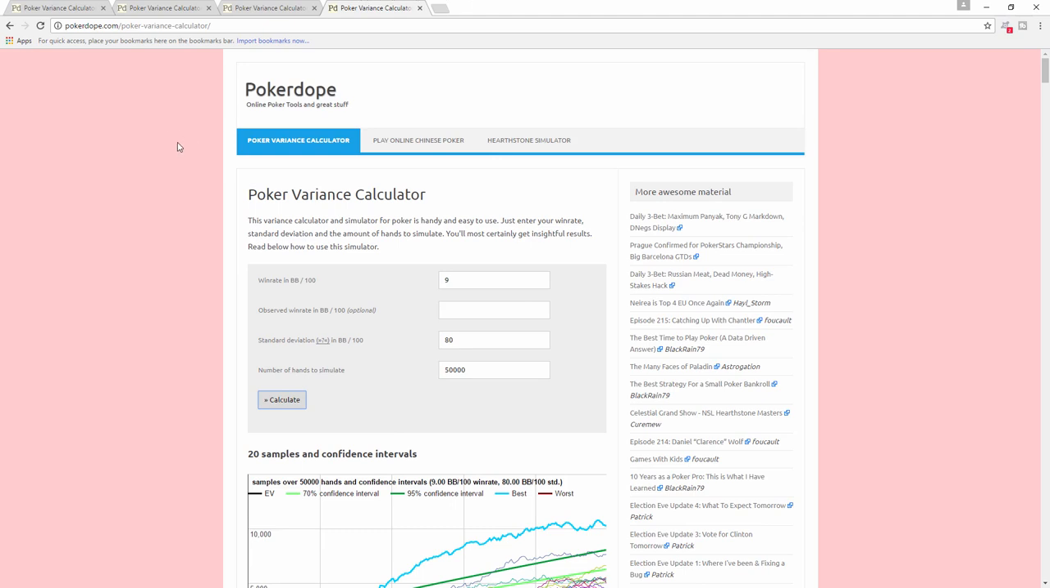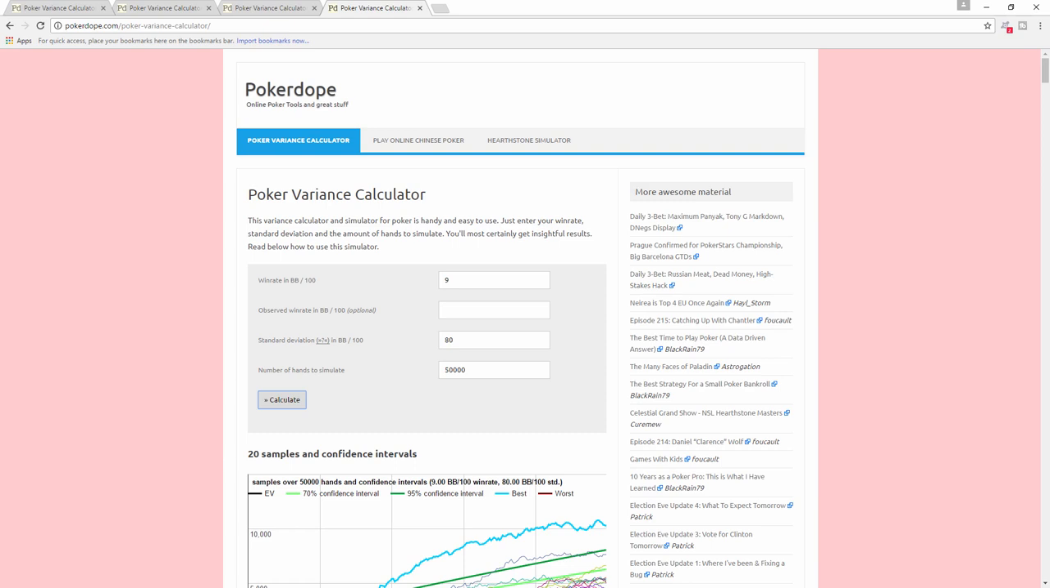They have multiple different calculators on here. I recommend you guys check them out. And when you're thinking about variance, think about the sample size. And here's the thing. If we get in a situation where we're the favorite and our opponent sucks out on us, that's okay because we got all our money in with the best hand. So we got all in with a profitable situation. So we should be okay with that. That's really the biggest determining factor.